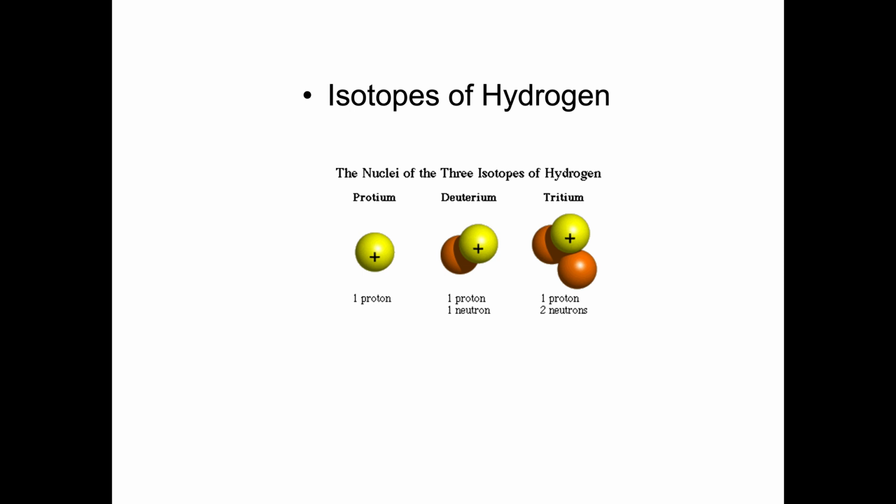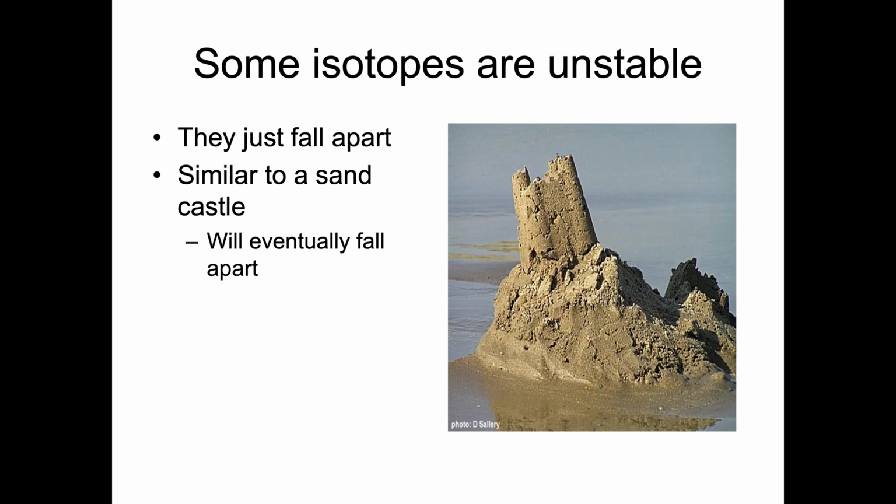Also, it's important for this to remember that isotopes have very, very similar properties. Hydrogen's unusual in that it has different names for the isotopes. So protium for just regular hydrogen, deuterium or D, and tritium. And you see they differ just in the number of neutrons. Tritium is radioactive. And some isotopes are just unstable.